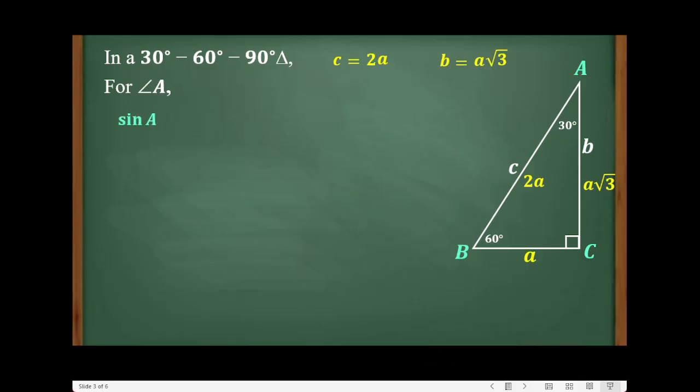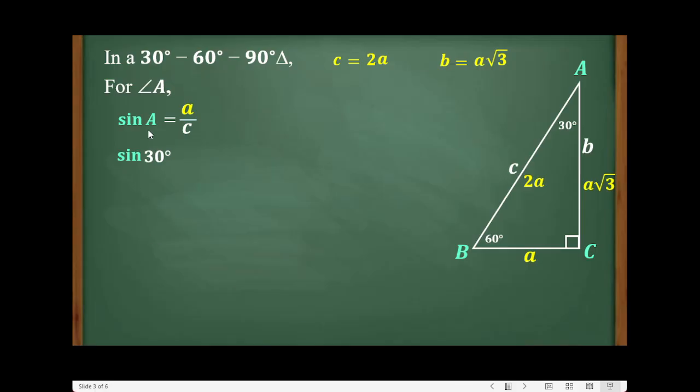Sine A is equal to, from the definition, it is what? The opposite leg over hypotenuse. So mathematically speaking, that is a over c. But from this right triangle, it is obvious that c is equal to 2a. So replacing c by its equivalent, which is 2a, this fraction will become what?